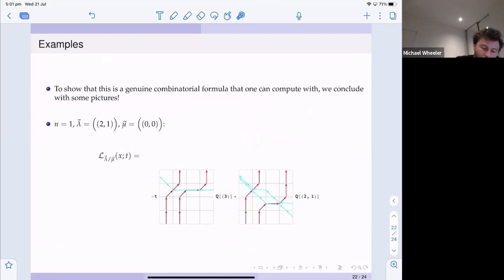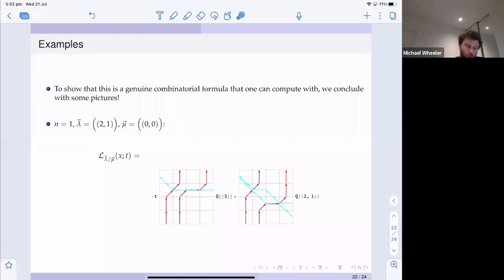So in the case n is equal to 1, the vectors will just be one-dimensional. Here, I take this one to be 2, 1. I take this to be 0, 0. In that case, the LLT polynomial expands over this Hall Littlewood basis. Here is one Hall Littlewood polynomial. Here is another. And these are the expansion coefficients. So these honeycomb type pictures here. And the precise form of that partition function is just this weight here. So in this case, equal to minus t.